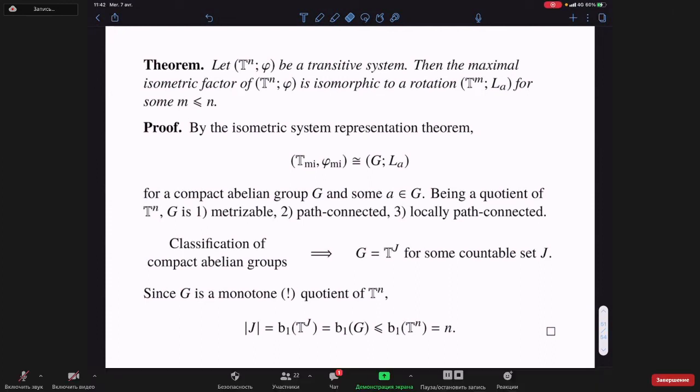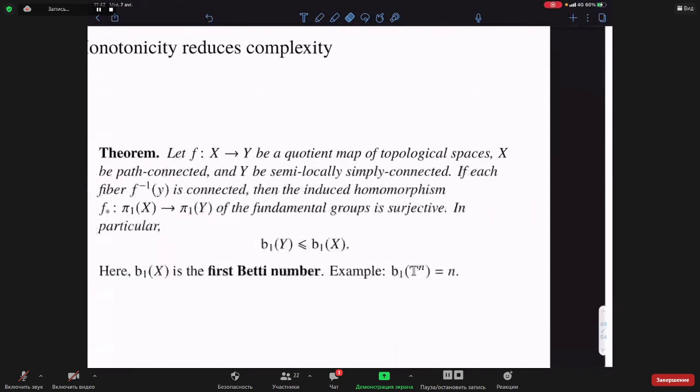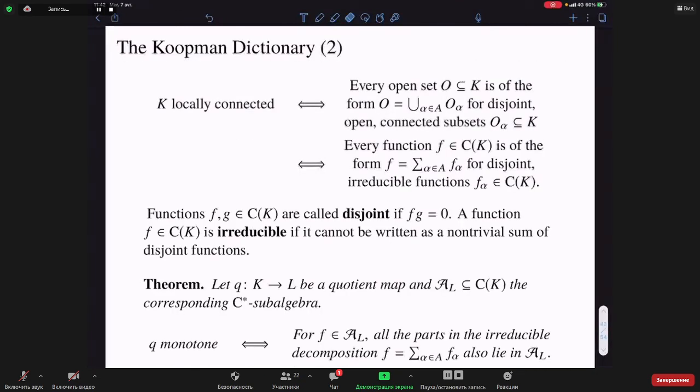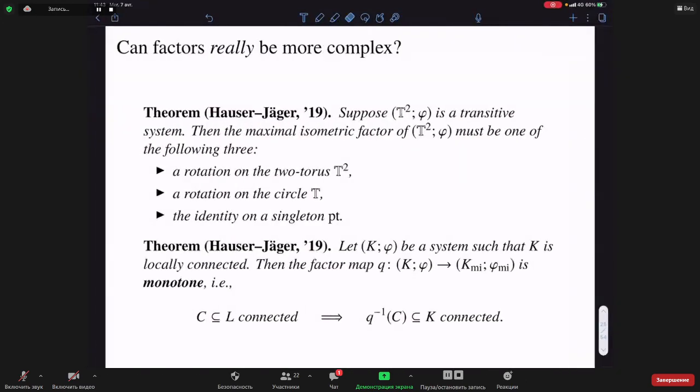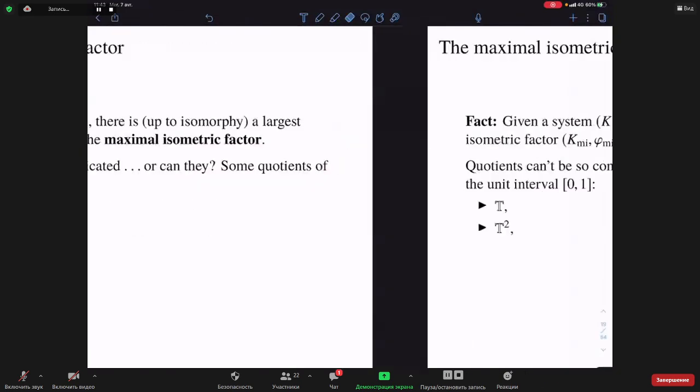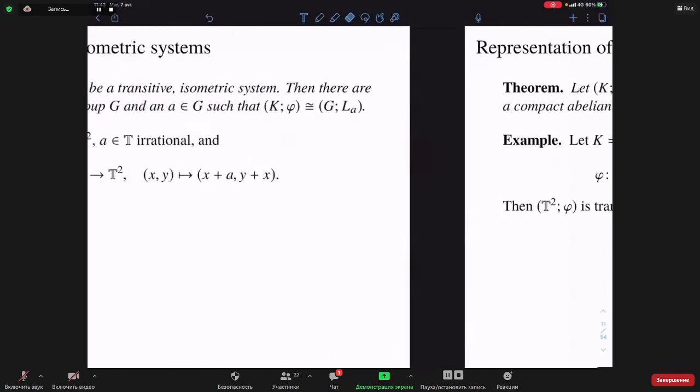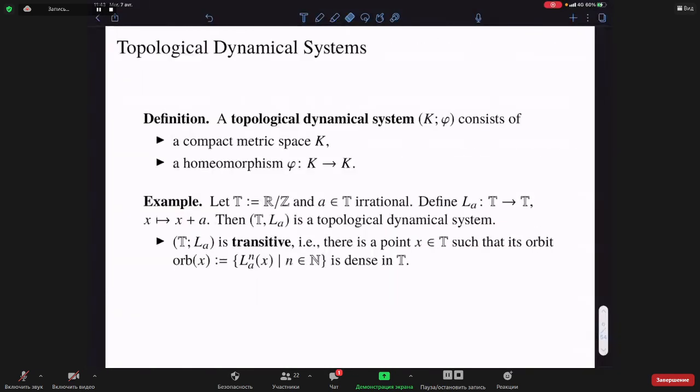Okay, thank you, thanks. I have a question. Can you please show again the definition of the transitive system? I will, if you have it. I think, okay, I have not used the scroll feature here very extensively. Okay, the transitive system, where is it? Okay, very far to the beginning, near the example. Here. Yes, yeah. You need a point with dense orbit.